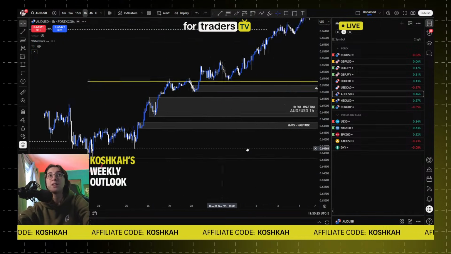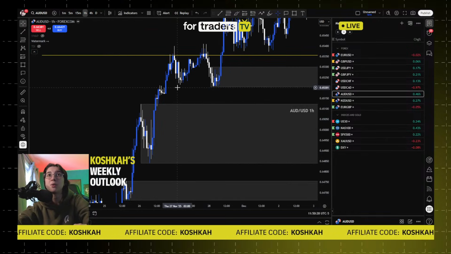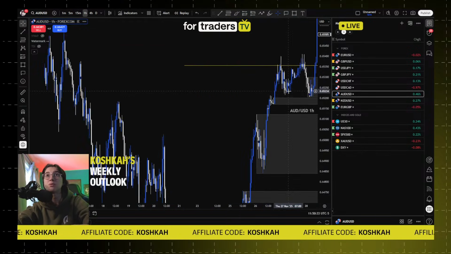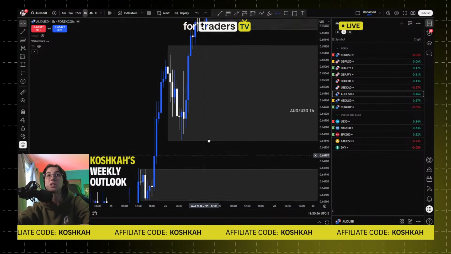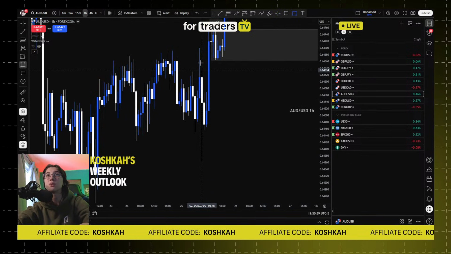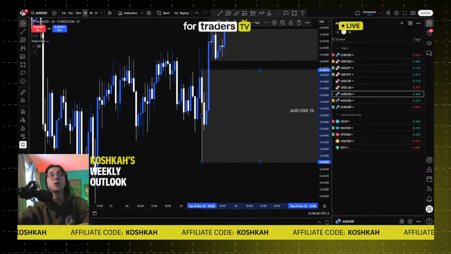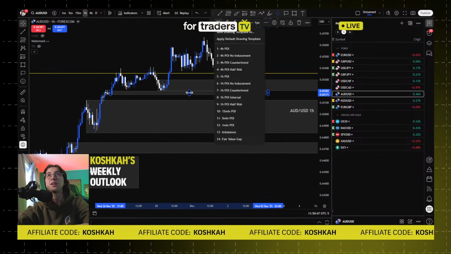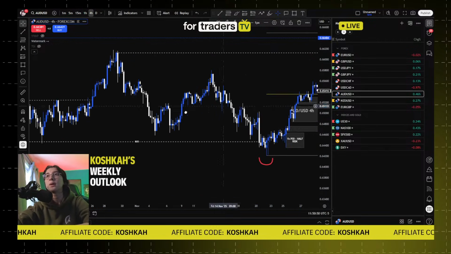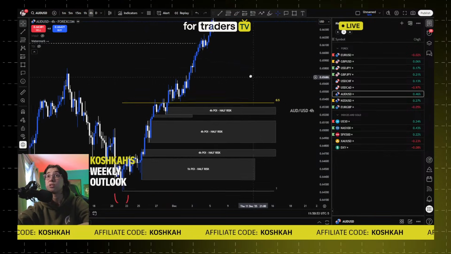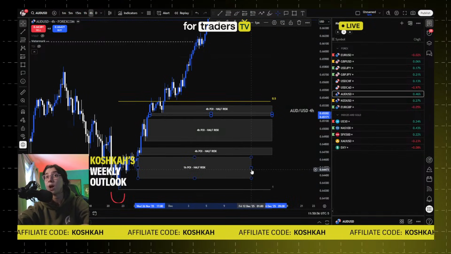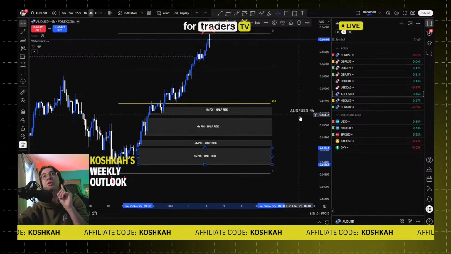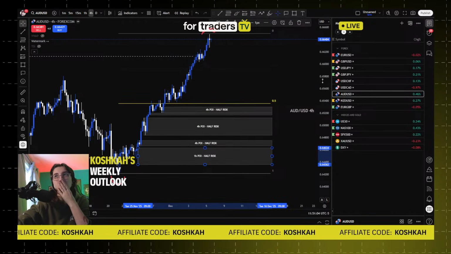That's it. And on the 1 hour, we do have this 1 hour POI exactly right here, and we have another 1 hour POI exactly right here. And perfect, we don't have anything else. Okay, perfect. So this is a lot of POIs on AUD USD. But again, you're not entering straight away at the POIs. You wait for confirmation. After you have the confirmation, then you can enter into the POI. Okay.